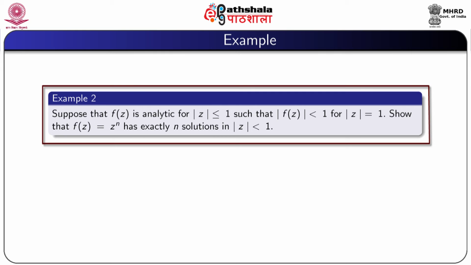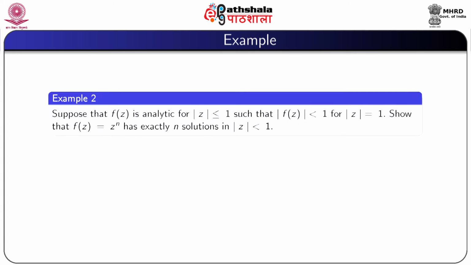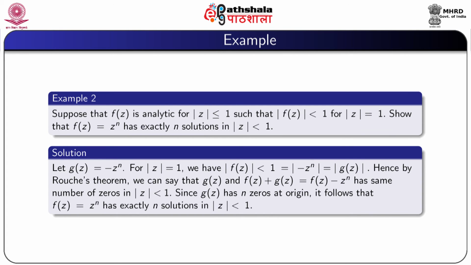Suppose that f(z) is analytic for |z| ≤ 1 such that |f(z)| < 1 for |z| = 1. We show that f(z) = z^n has exactly n solutions in |z| < 1. So, let g(z) = -z^n. For |z| = 1, we have |f(z)| < 1 = |-z^n| = |g(z)|.